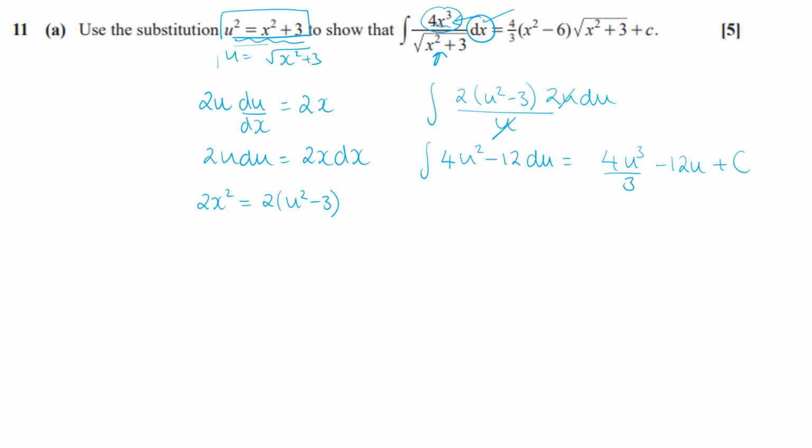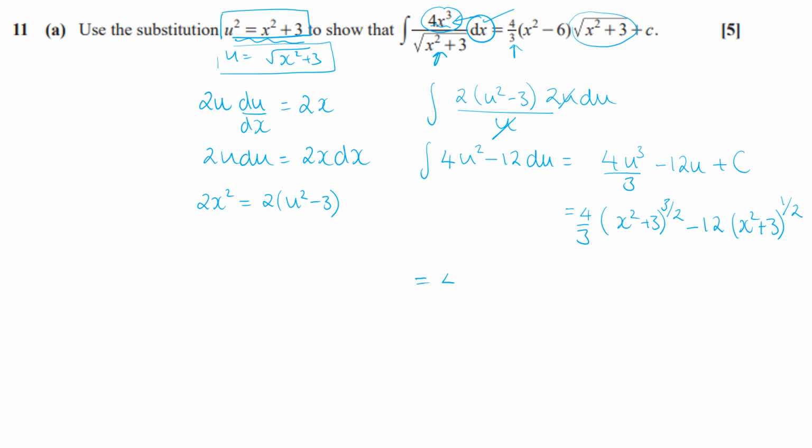U was the square root of x squared plus 3, so that's x squared plus 3 to the half. So I've got 4/3, and then u is x squared plus 3 to the half, but I want it cubed, so I need a 3 on top, minus 12 of x squared plus 3 to the half. Now to get it in the way they want, I can see I've got a 4/3, and this bit here in the square root is my x squared plus 3 to the half.